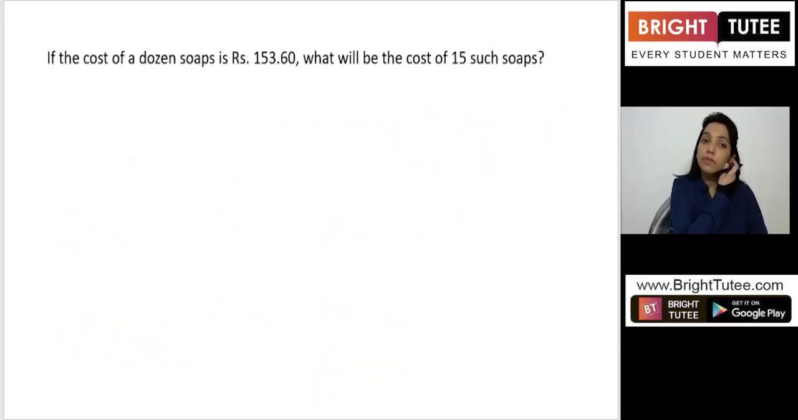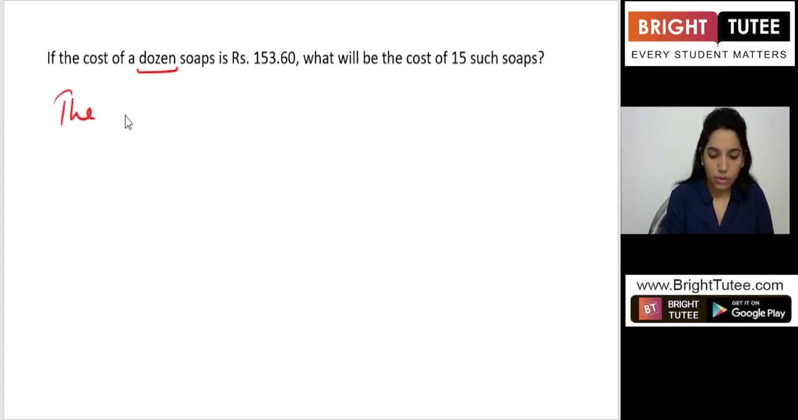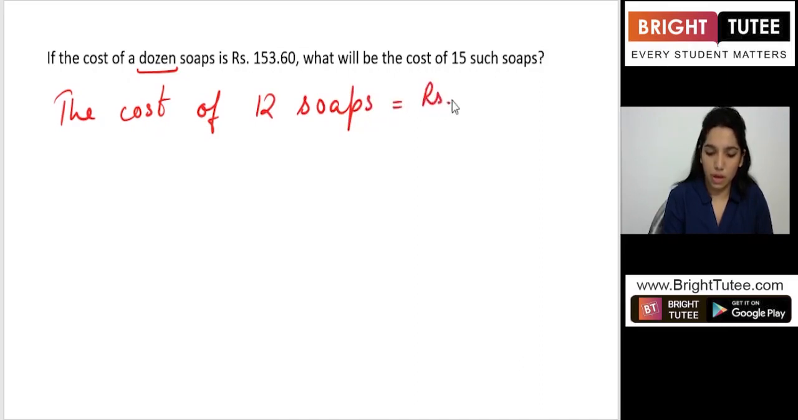Okay, now let us do the next question. It says if the cost of a dozen soaps is rupees 153.60, what will be the cost of 15 such soaps? Okay, so how many are there in a dozen? I hope you are saying it's 12. So you are correct. So let us write the cost of 12 soaps is equal to rupees. How much is it?